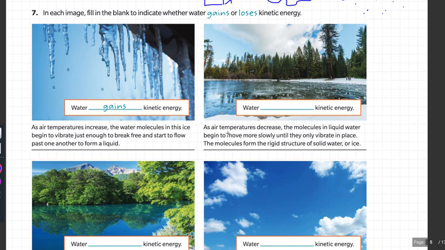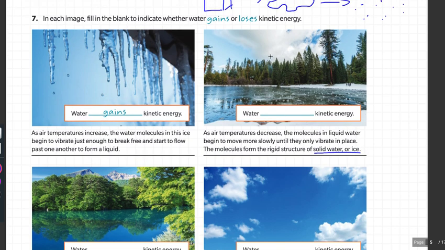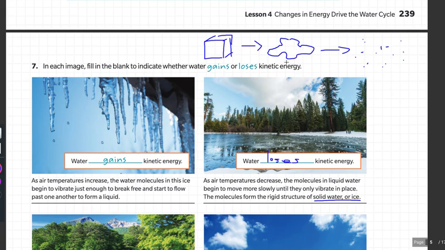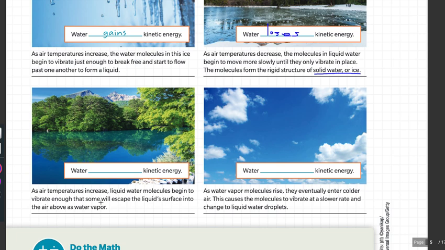As air temperature decreases, liquid water molecules begin to move slowly until they only vibrate in place. They form solid ice. So this loses. This is losing energy because it's going from a liquid to a solid, so we're losing energy as we go this way. Liquid water begins to vibrate and turns to water vapor, so this gains. I'll just put a G for gains.